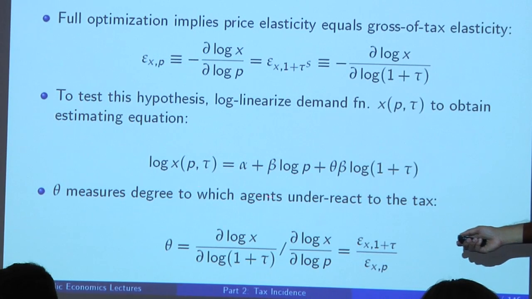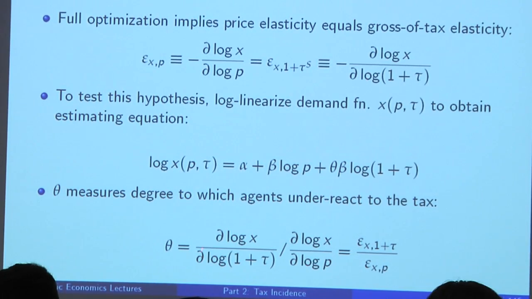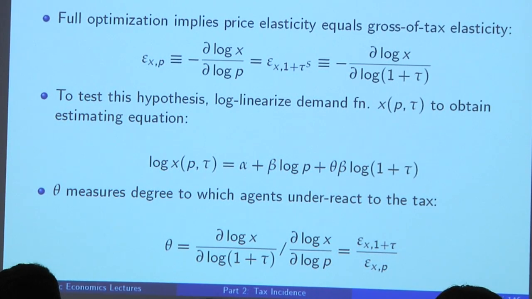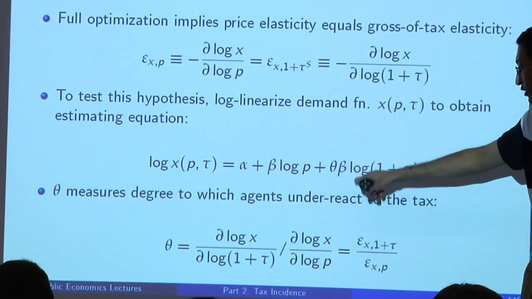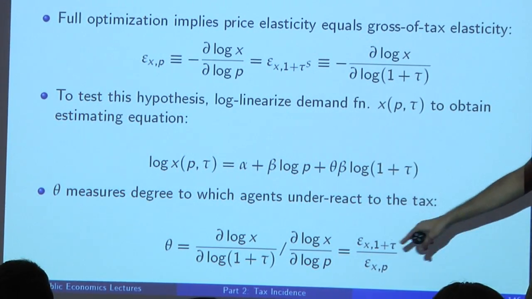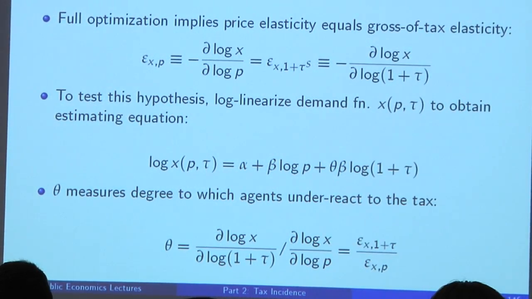And theta can be interpreted as the degree to which agents underreact to a tax relative to a price. So I can define theta as the ratio of the gross-of-tax elasticity to the price elasticity, right? If you just look at this equation, theta is the ratio of the regression coefficient on log 1 plus tau to the regression coefficient on the price. And so one way to think about it is how much do people underreact to a tax change relative to a price change.